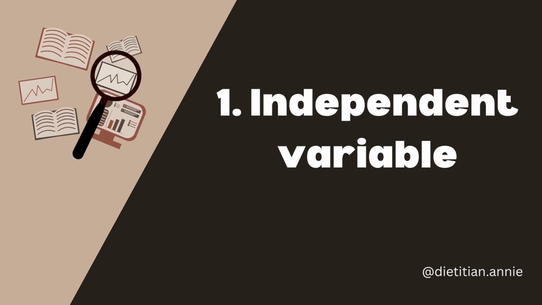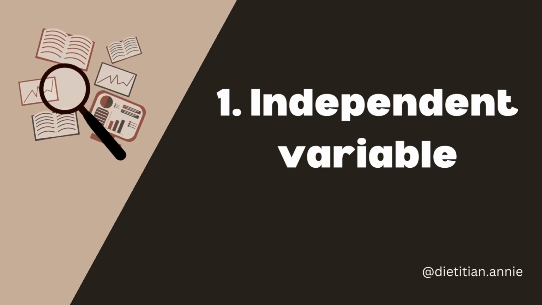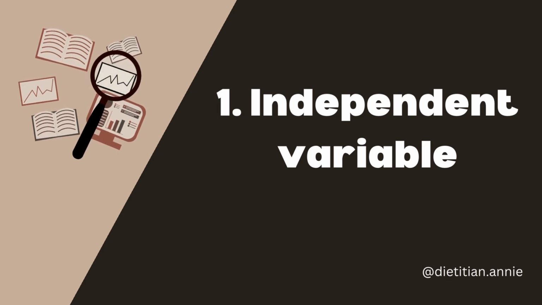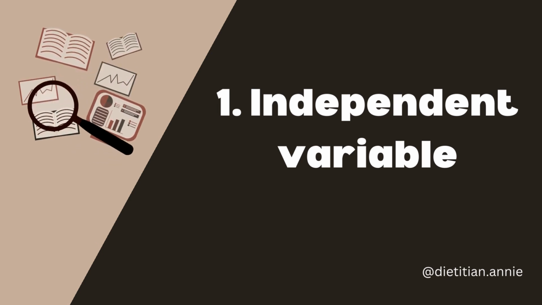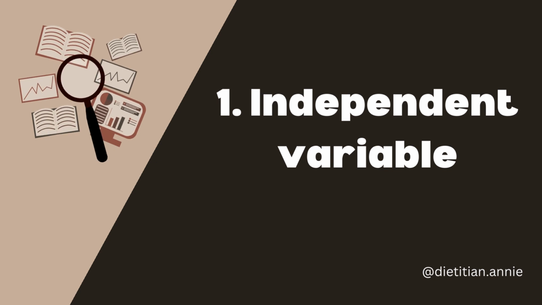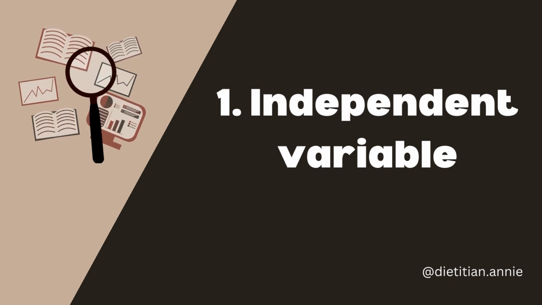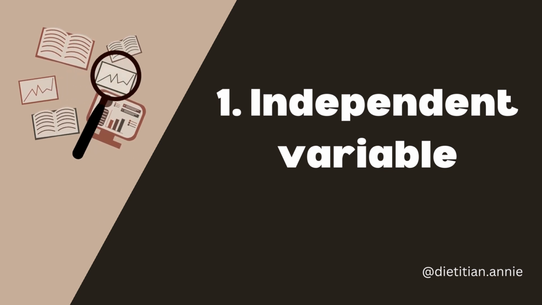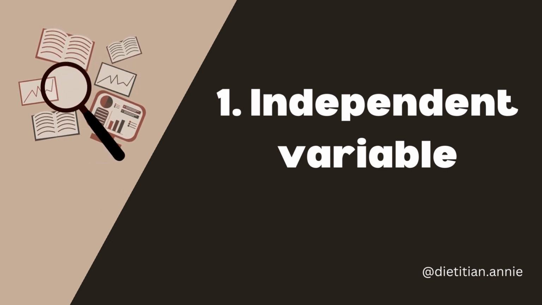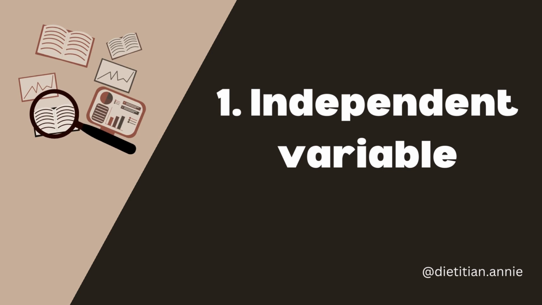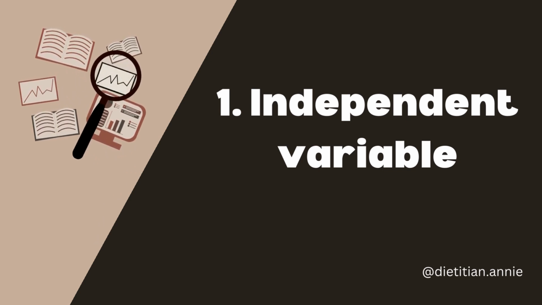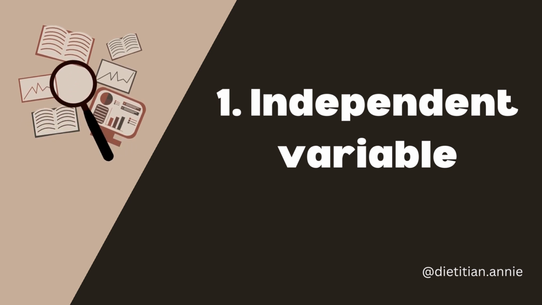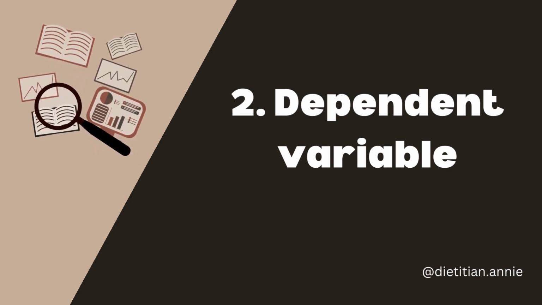The first type of variable we will discuss is the independent variable. This type of variable is the variable that is manipulated or controlled by the researcher. It is also known as the explanatory variable because it is used to explain the changes in the dependent variable. In other words, it is the variable that is hypothesized to cause a change in the dependent variable. Example, if a researcher wants to study the effect of different doses of a drug on blood pressure, the dose of the drug would be the independent variable.